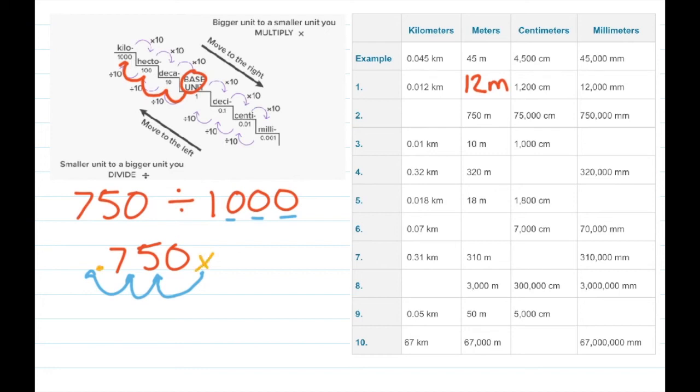For this one though, your answer should look something like this, 0.75. You can add the 0, but it's not necessary. So you can have the answer just like that. And right here we can write 0.75 kilometers. KM stands for kilometers.